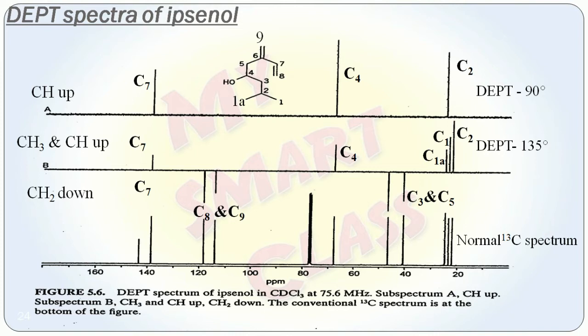Okay, now DEPT 135. In DEPT 135 we can find there are 5 signals upward. As you know, in DEPT 135 CH3 and CH are up. So from DEPT 90 we know that 3 signals are upward and here 5 signals are upward. That means 5 minus 3 is equal to 2. 2 are CH3 and 3 are CH.